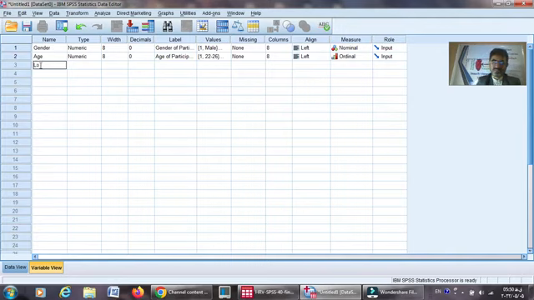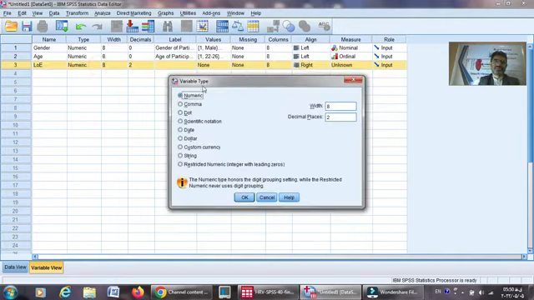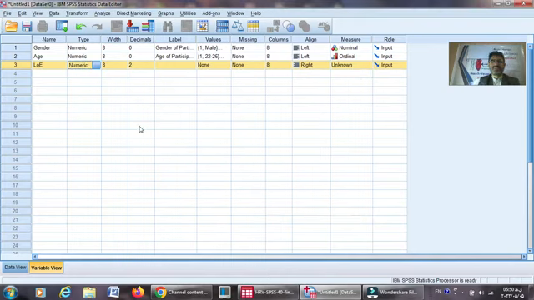We just put level of education. It's again numeric because we give particular values, and no decimals in level of education. We cannot say PhD minus or master's minus something. We can put here level of education.